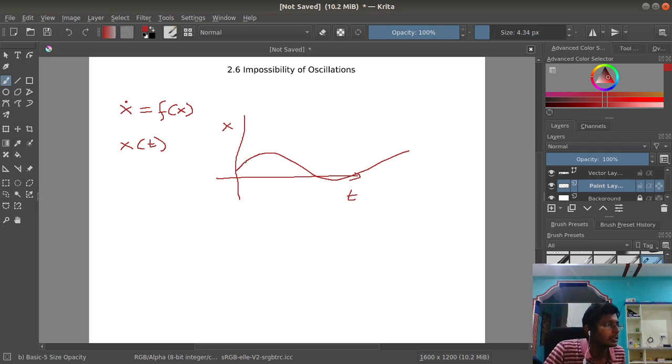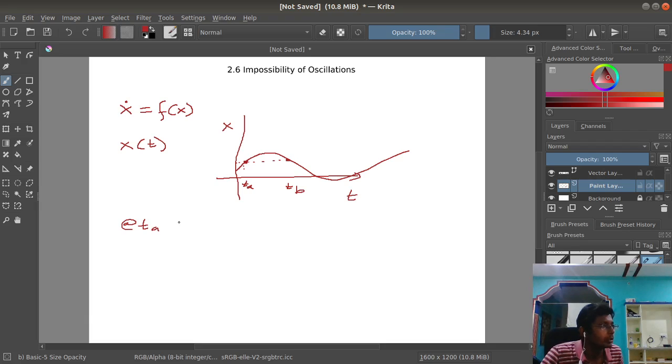Let's consider some time t. Let's call that t as ta, and it has some x value. The same x value is possible for some other time as well, and let's call that time as tb. Fine.